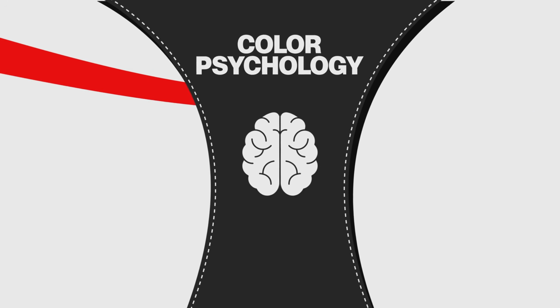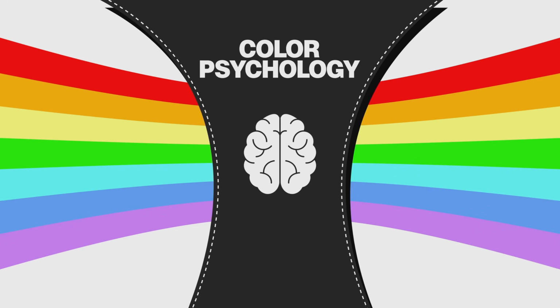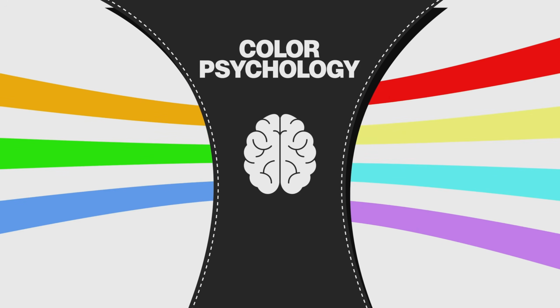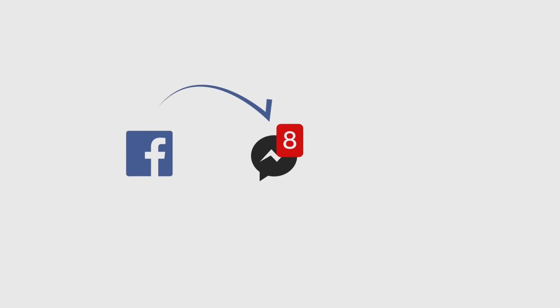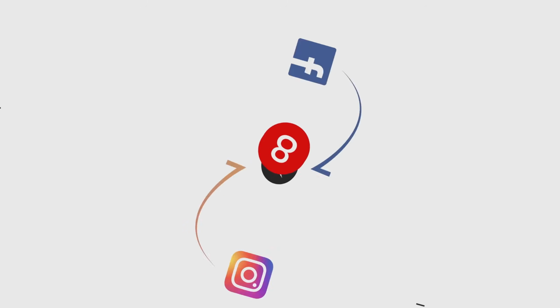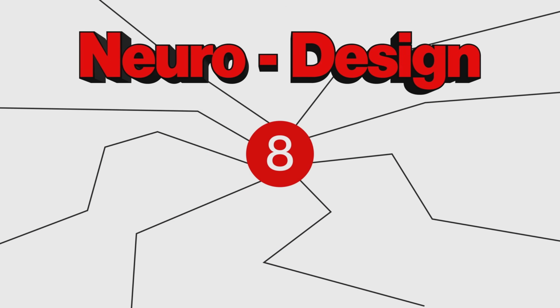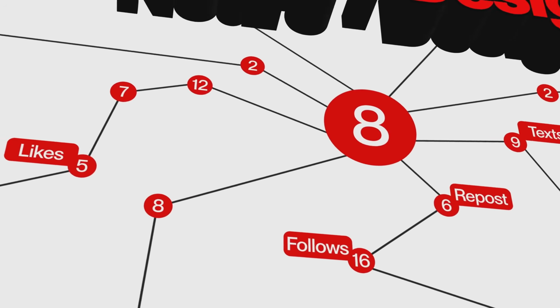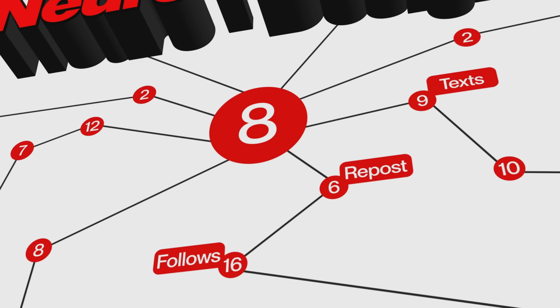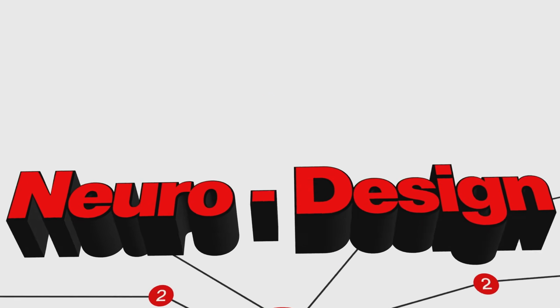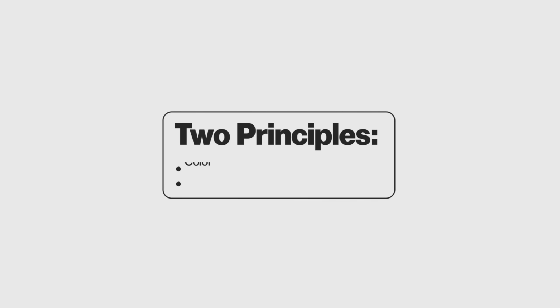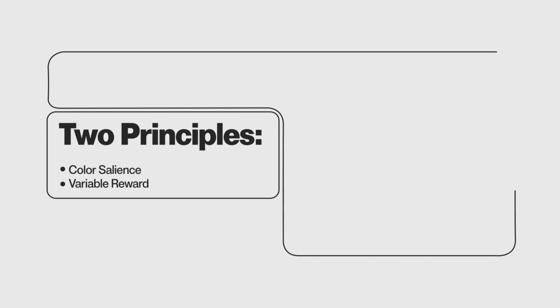Now we're going to jump to color psychology, and one of the most genius examples of it ever being used, the red notification icons on Facebook and IG. That tiny dot on Facebook and Instagram is practically a case study in neurodesign. But you'll have that subconscious emotional reaction when we see a new like or comment ping up, maybe even a DM. That reaction is built around two main principles, something called color salience and then also variable reward.